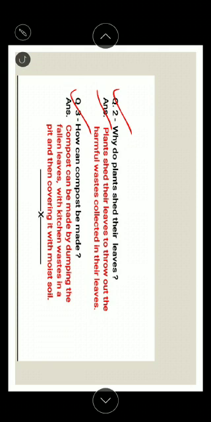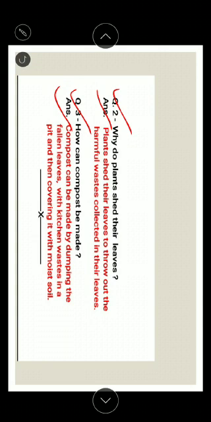Question number 3. How can compost be made? Answer is compost can be made by dumping the fallen leaves with kitchen wastes in a pit and then covering it with moist soil. So first we have to dump the fallen leaves along with our kitchen waste. So these things we have to dump in a pit and then we have to cover this pit with moist soil. After 2 to 3 months, these things get converted into compost. So this is the method how compost is made.